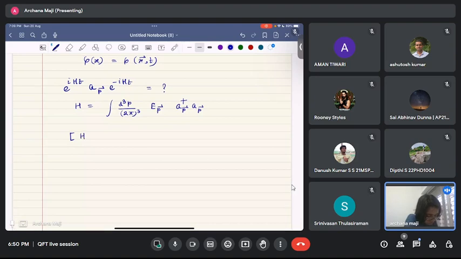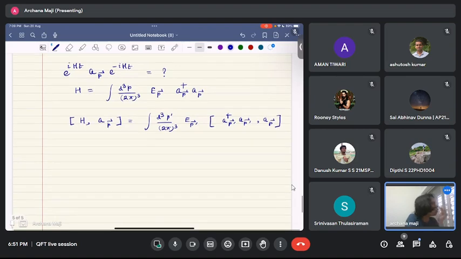So the commutation relation between the Hamiltonian and the annihilation operator is equal to the integral of d3p prime over 2 pi cubed, E_p prime, the commutation between... sorry, was there any half? I guess no. Yeah, there was no half.